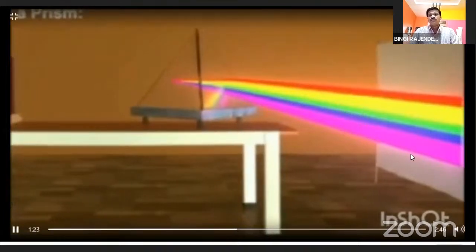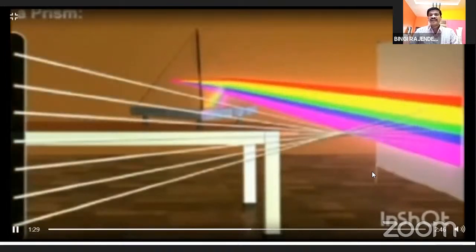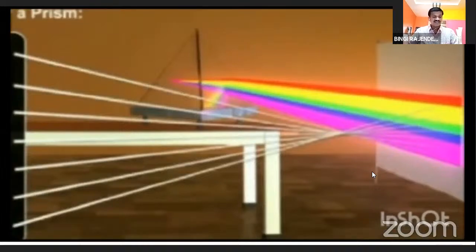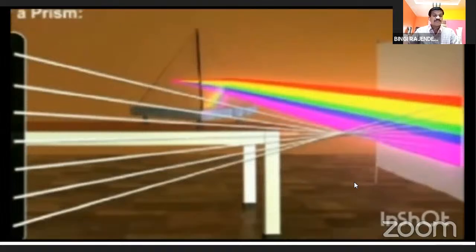Violet to red color, that is known as VIBGYOR. This is the phenomenon of dispersion of light. These 2 activities are included in our textbook. That's why lab activity 3 and lab activity 4 are there. Now we are observing lab activity 3.